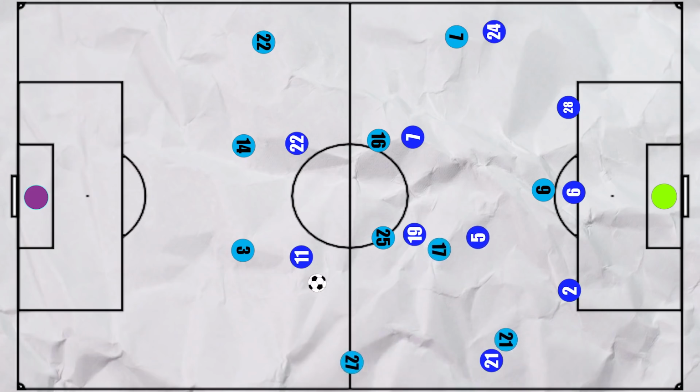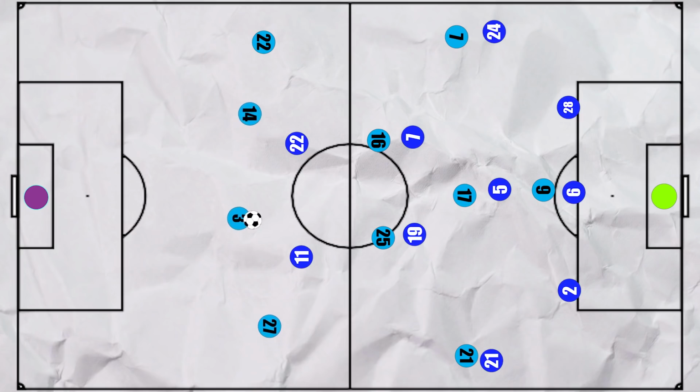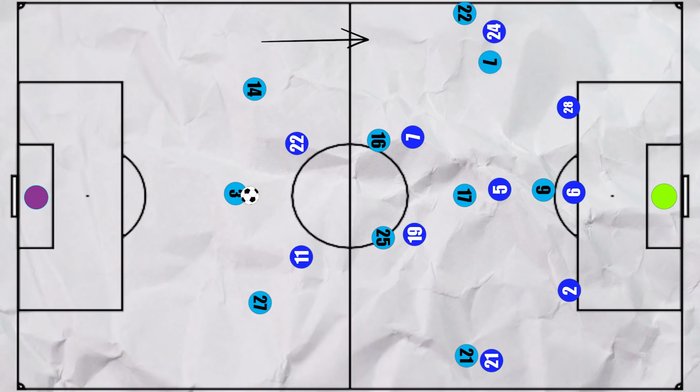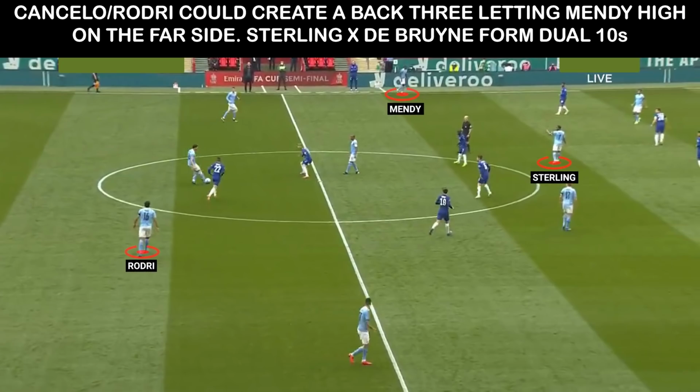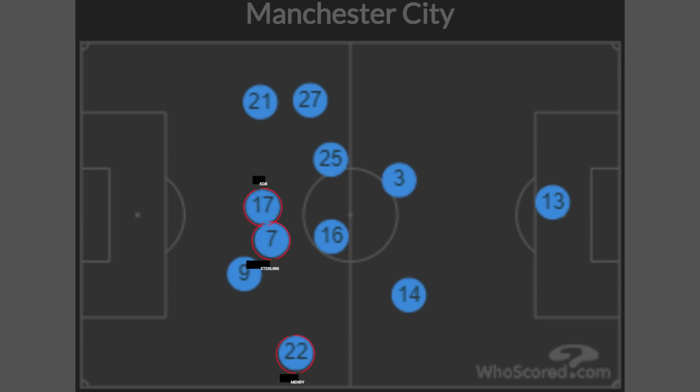So City tried to occupy the centre more, often with Cancelo at times beginning deeper against the two-man press to create a 3 versus 2 and allow Mendy high on the left-hand side. And rather than tuck into the half space as a second forward as a result, Sterling would drop deeper to be a second 10 alongside De Bruyne. You can see this in their average positioning.